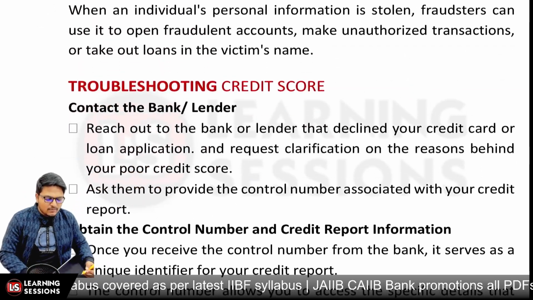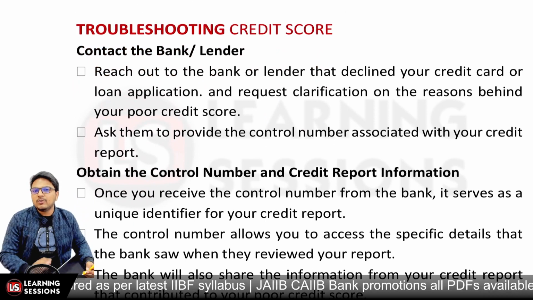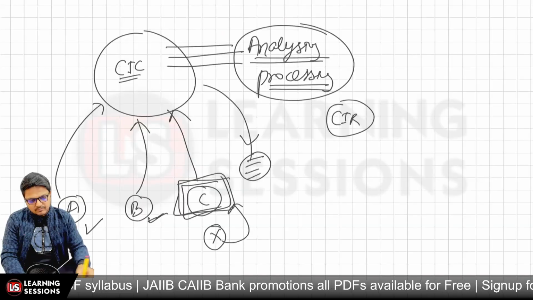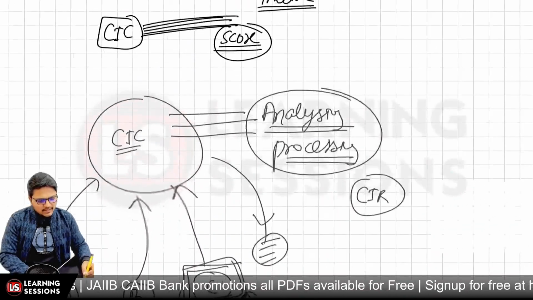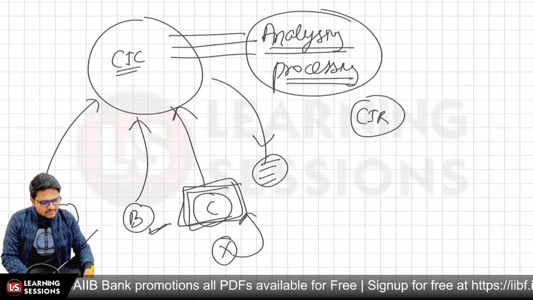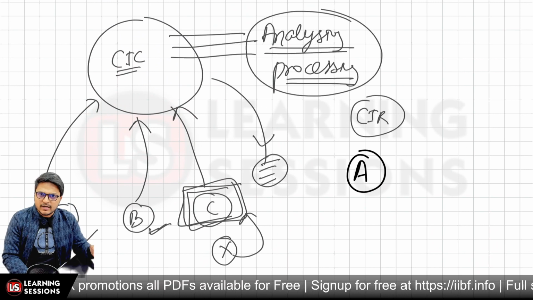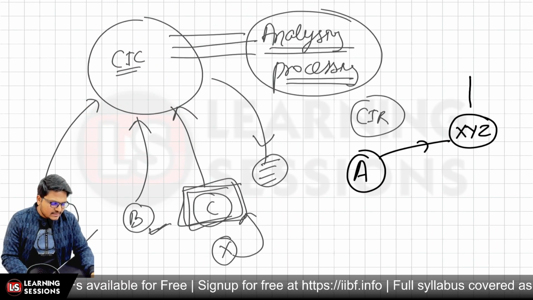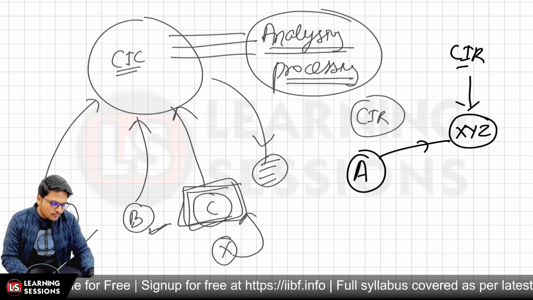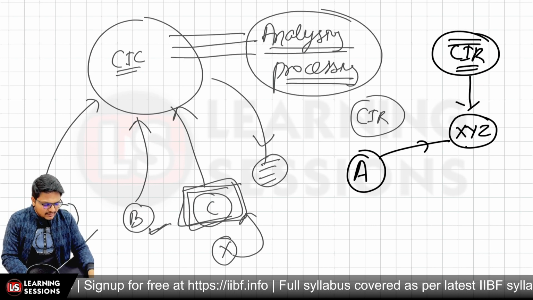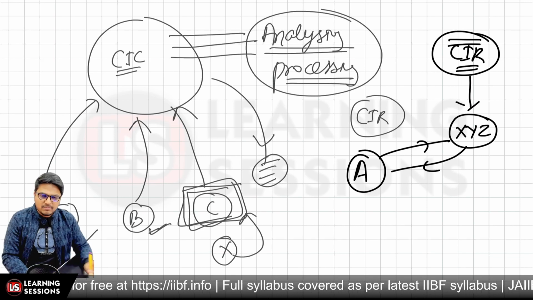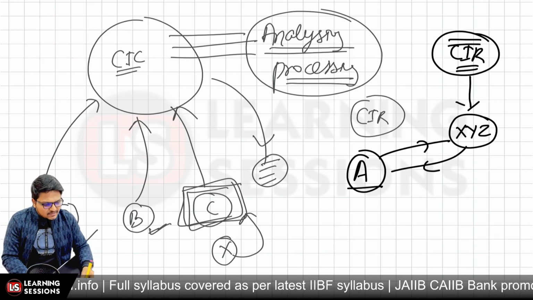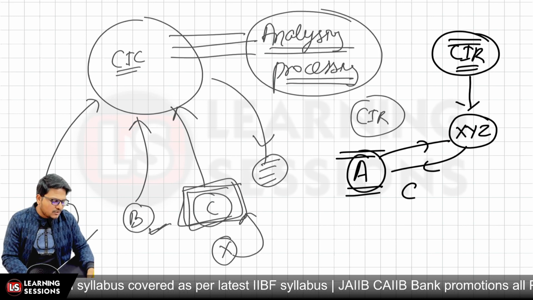Now, how can you troubleshoot the credit score? First of all, you need to contact the banker. We must reach out to the banker because let's take the scenario that person A visited bank XYZ for a loan. Bank XYZ drew the CIR, that is the credit information report, and rejected the loan. Now A must reach out to XYZ to ask what the issue with the CIR was, and person A must ask for the control number.